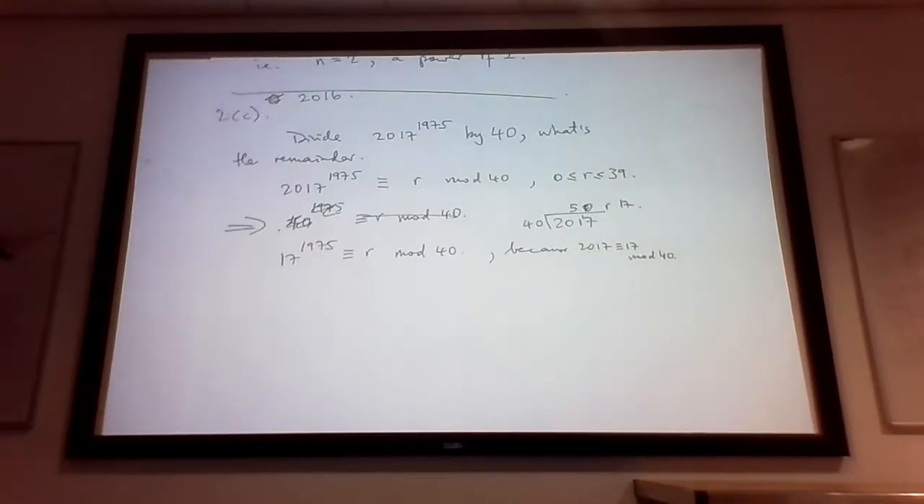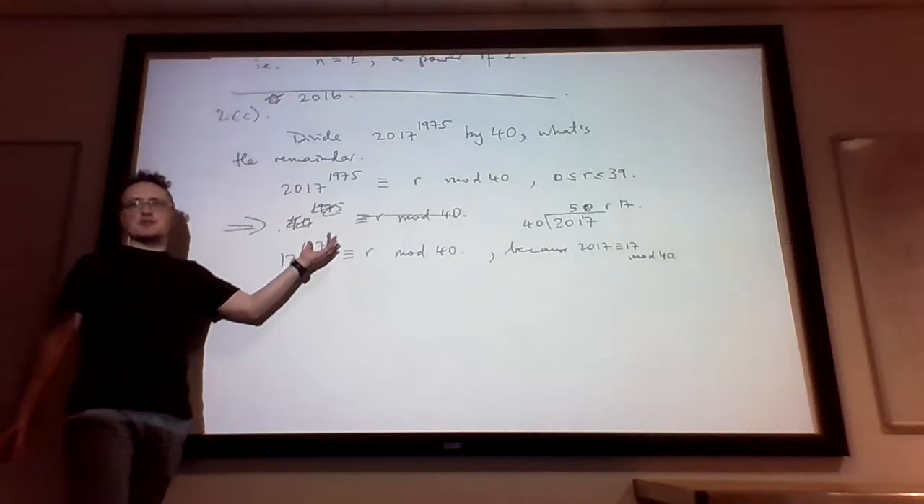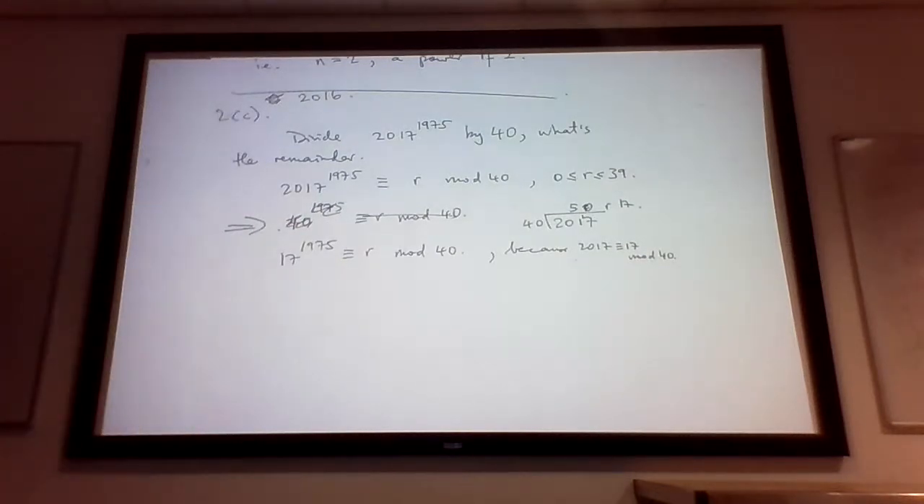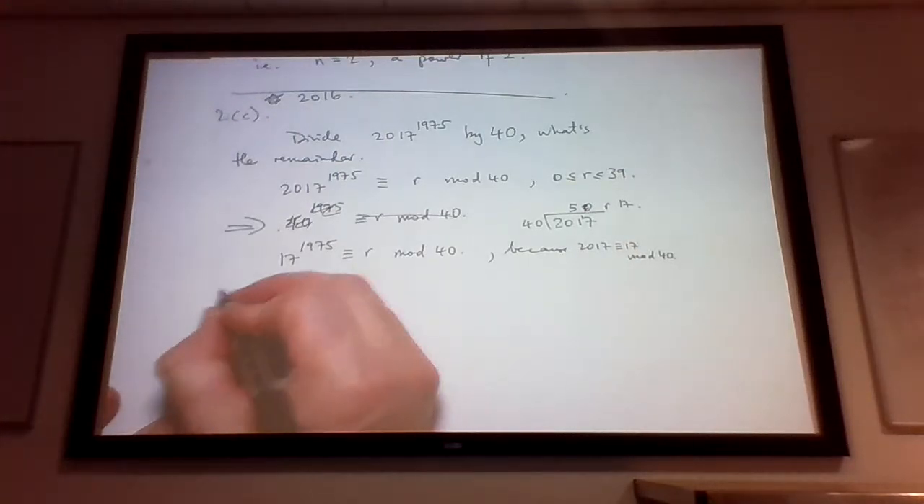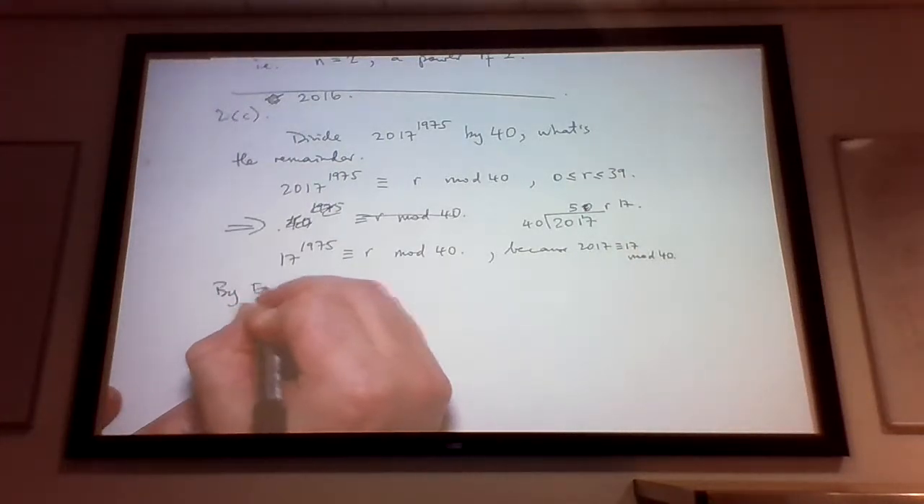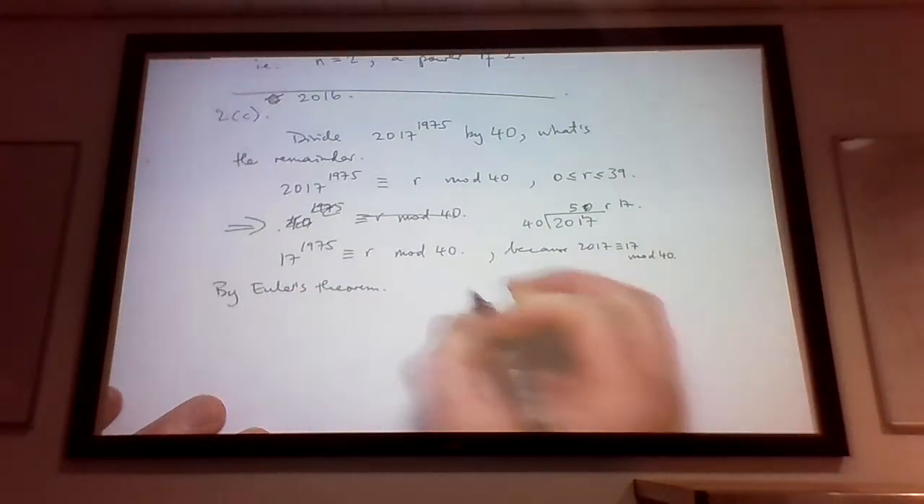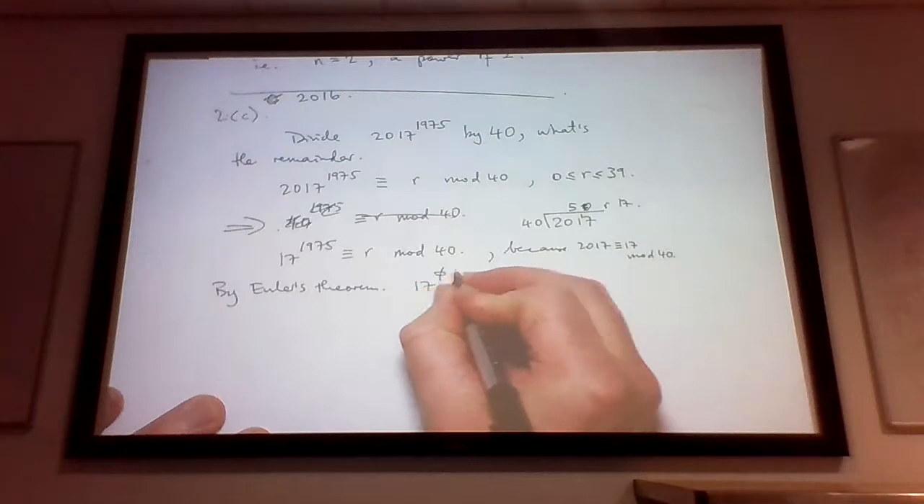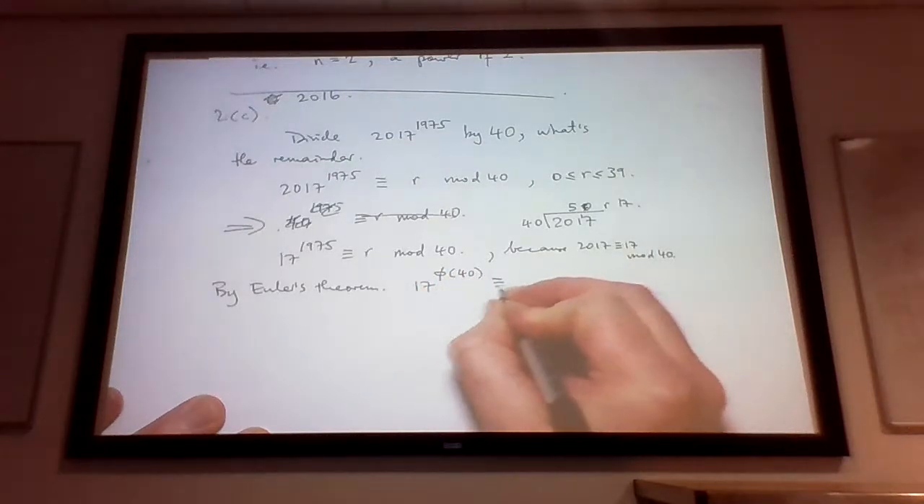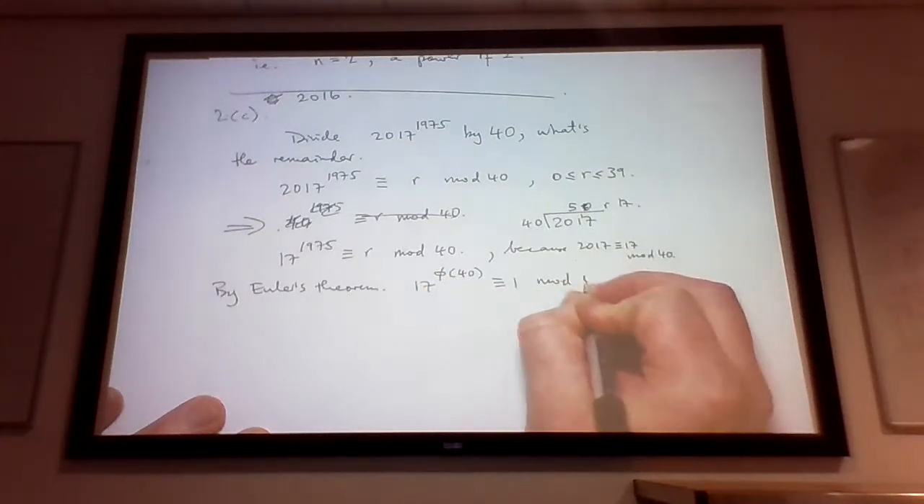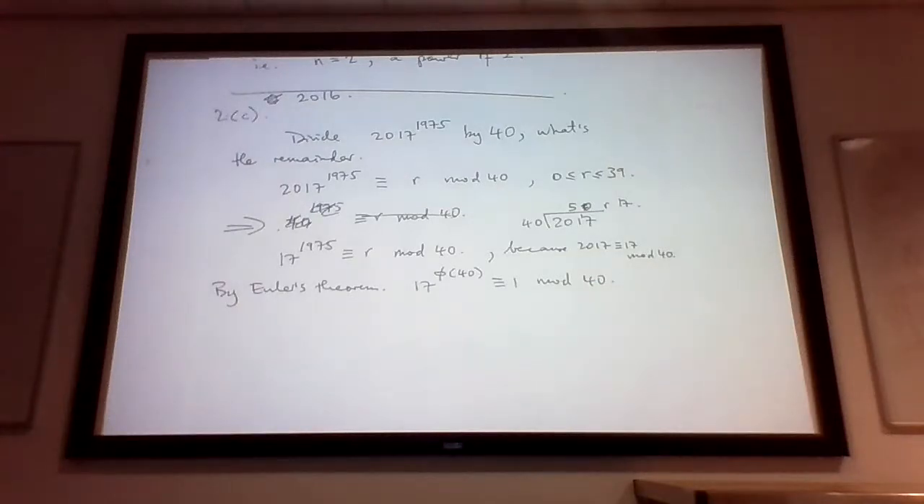Okay, but this is still too large to deal with, 17 to the power of nearly 2000. So we want to reduce the exponent, and we can reduce the exponent with the aid of Euler's theorem. So by Euler's theorem, 17 to the power of phi of 40 is congruent to 1 modulo 40. So phi of 40 is a multiple of the cycle length of 17 modulo 40.